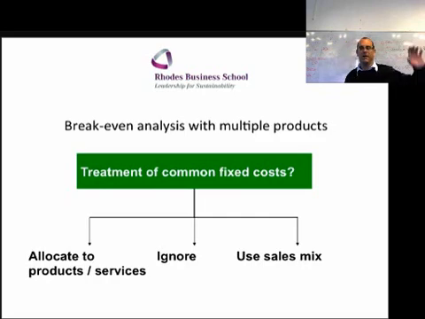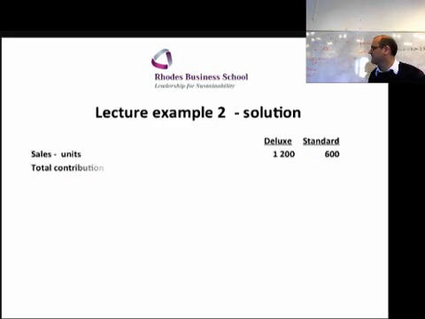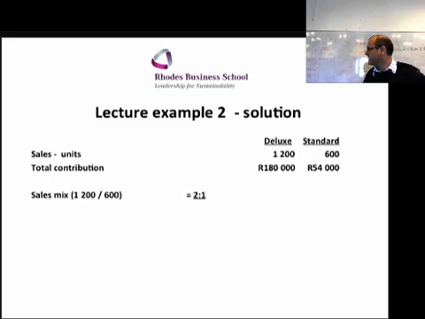Okay. So how many of the standard machines do we sell in relation to the number of deluxe? For every one deluxe, how many standard machines do we sell? Okay. So the first thing we're going to have a look at is, what are our sales units? What's our total contribution? We now know that our sales mix is going to be 1,200 divided by 600 units. So I'm basing my sales mix on my number of units. So for every one standard machine we sell, we expect to sell 2 deluxe. Okay.